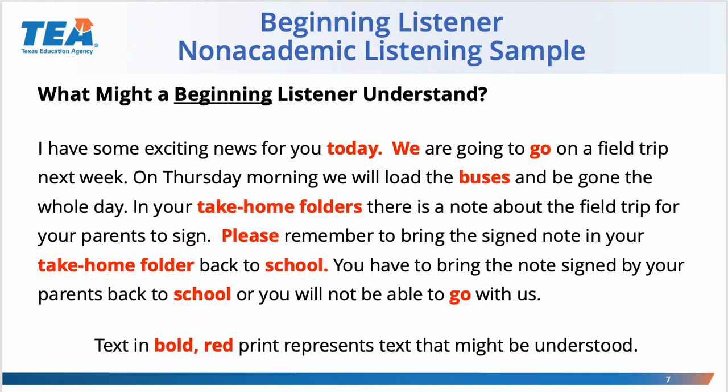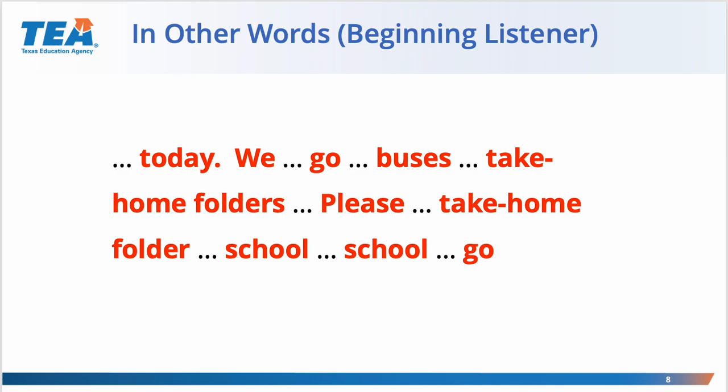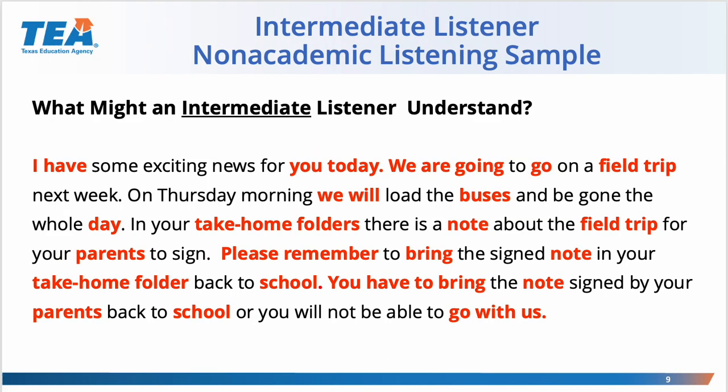Okay. So we're not going to go through all of these because this would make this little workshop more than an hour. But here's an example of what a beginner listener might understand. So in short, those were the words that they understood. Here's an example of what an intermediate listener would understand. Same message from the teacher, but the words that they will understand are highlighted in red.